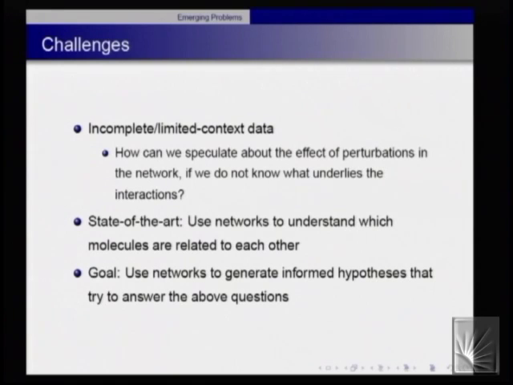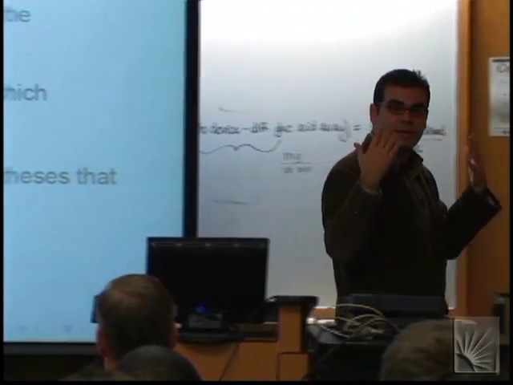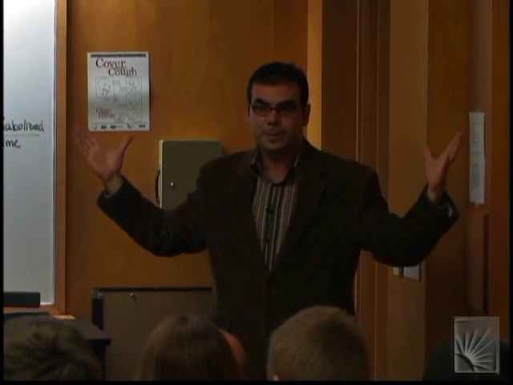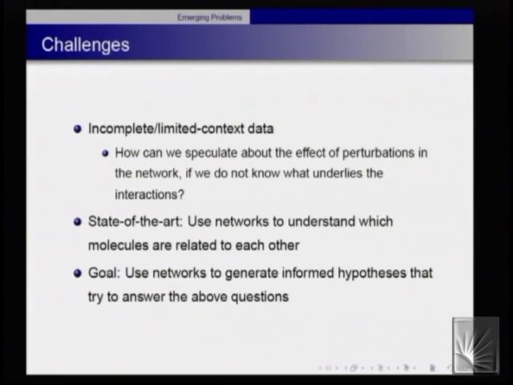So the state of the art on utilizing networks, for example, identification of multiple genetic factors, is really just to understand which molecules are related to each other. If two molecules are connected to each other, then they are likely to be implicated in the same disease. You use this information to reduce the combinatorial space. That is the state of the art.